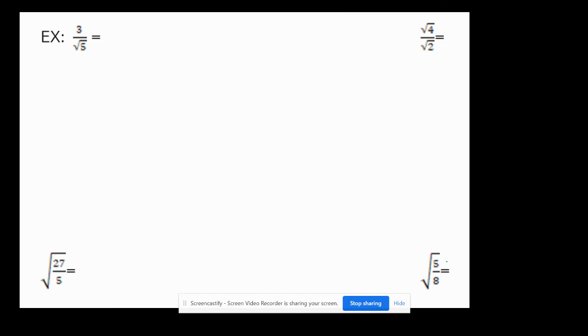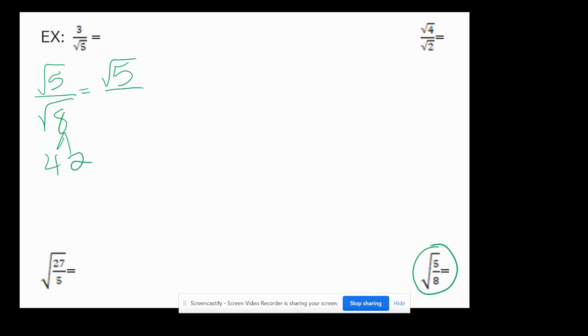Our last one here, square root of 5 over 8. Well, the square root of 5, I couldn't reduce 5 over 8, so I'm going to separate them out. Square root of 5, 5 is a prime number. I can't pull it apart or do anything with it, so it's going to stay the square root of 5. The 8 on the bottom, I know is 4 times 2. 4 is 2 times 2. I have a pair of 2's that I can pull out, and this 2 gets stuck under the radical.